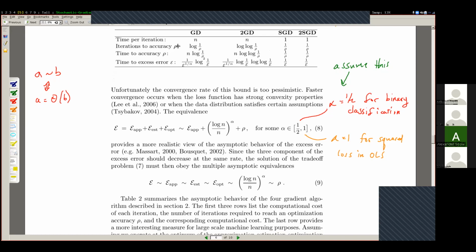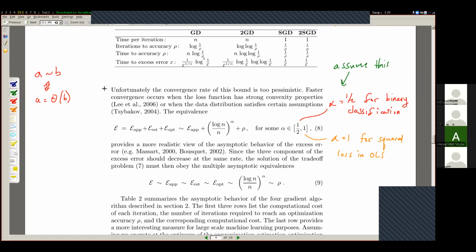So again, with this table up here, we talked about these first 3 lines: the first line, runtime per iteration; the second, the total number of iterations; the third line is the product of these 2 things above. And if you're trying to get your rho as small as possible, then the second gradient descent is always going to be the best thing because it has the best dependence on rho right here.